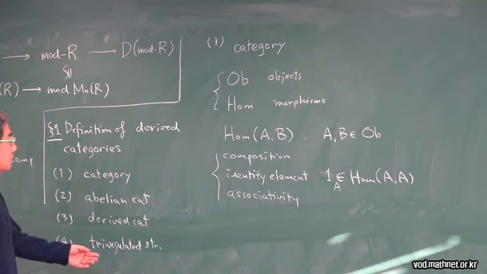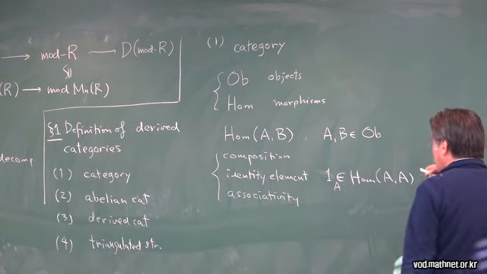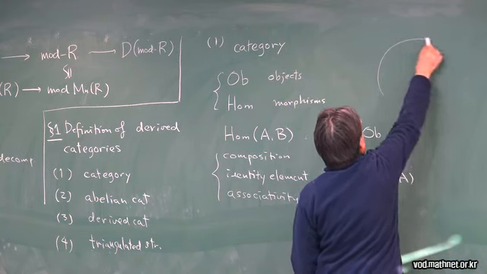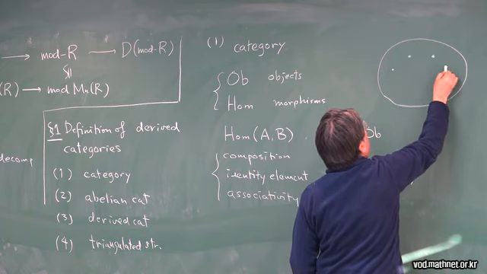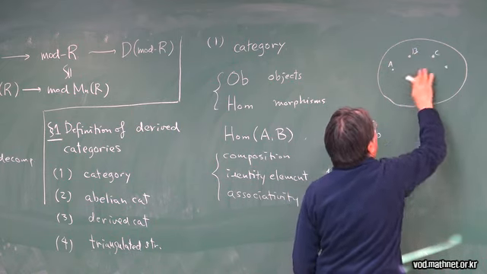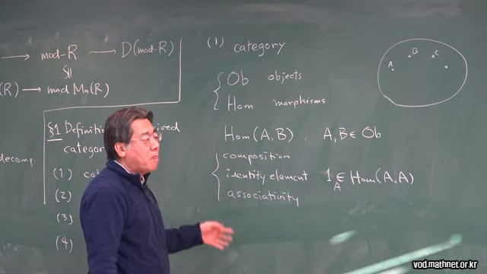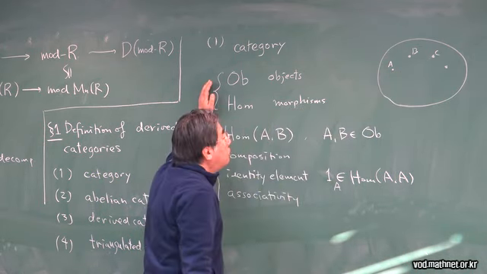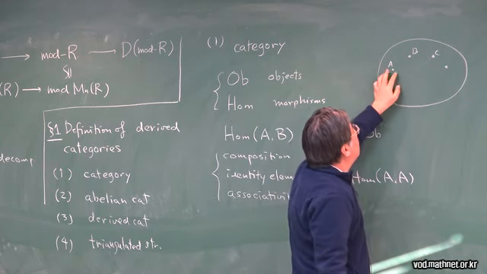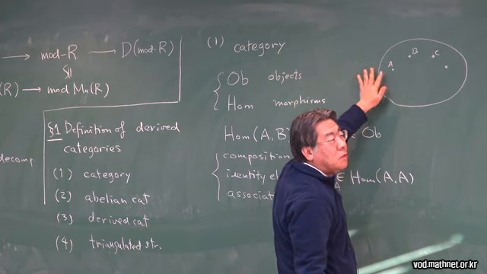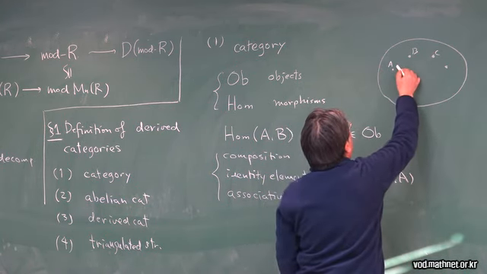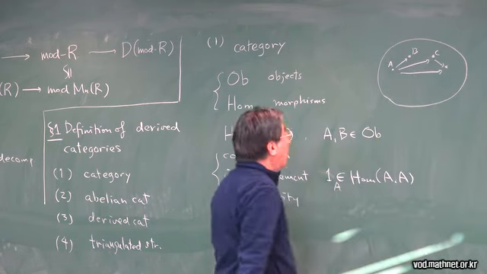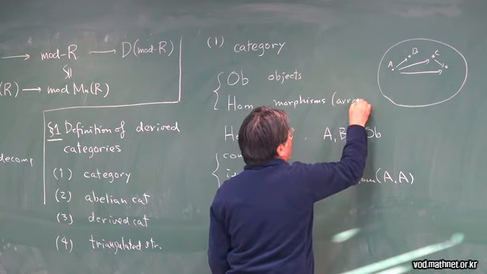So the set of objects is like a set of points: A, B, C. We don't consider the inner structure of the points. For example, if you consider the category of rings, these are rings, but you don't consider them as rings, so there is no inner structure. But the structure is given by the arrows, like this. And these are morphisms, so these are arrows, and this is a point.